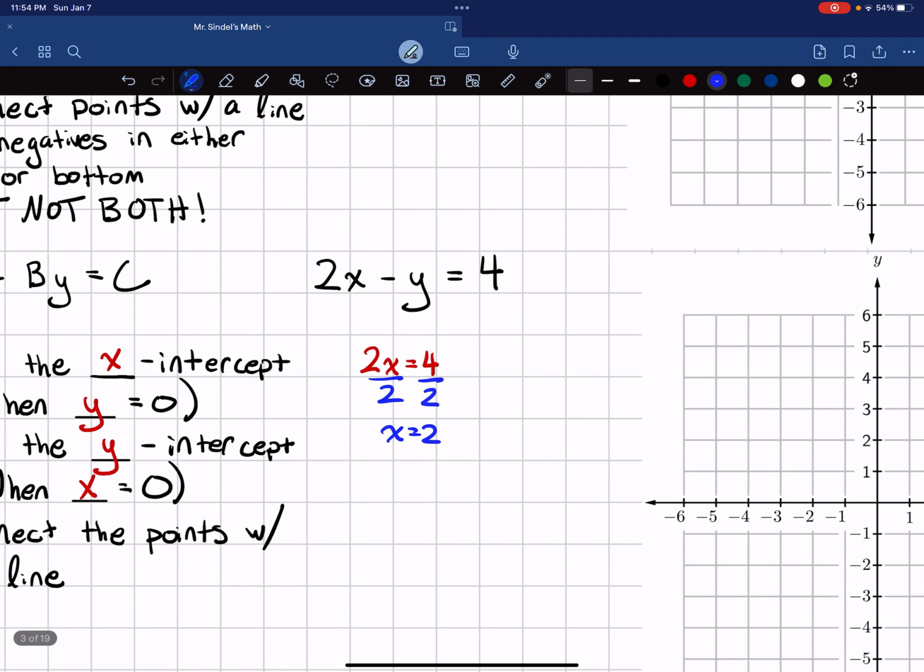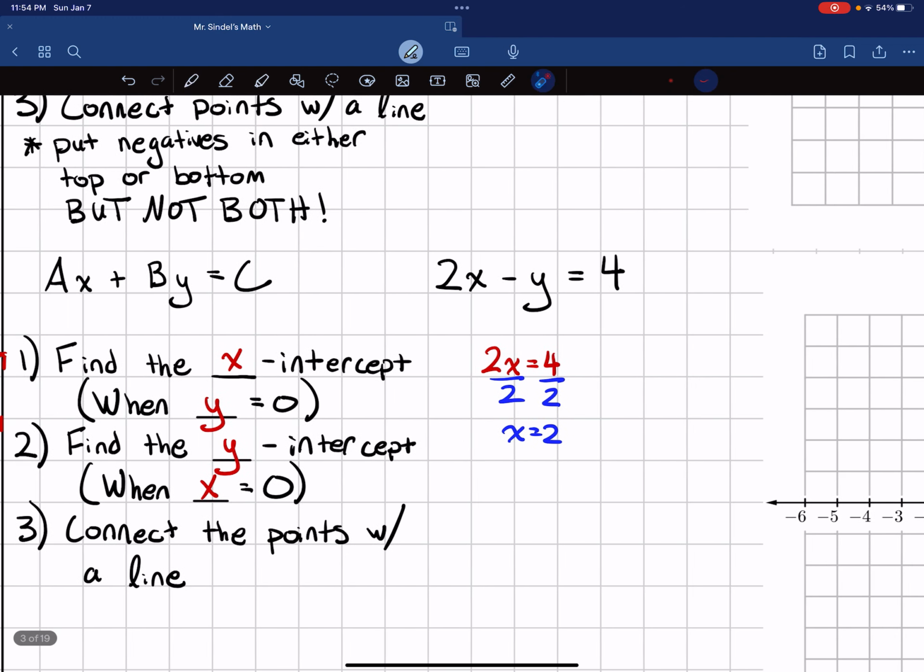And then next you say, okay, I'm on step number 2 now. I need to find the y-intercept. I need to find where x is equal to 0. So if this x is equal to 0, 2 times the 0 is 0. And it's as if I scribbled all of this out, and I have this new equation which says -y is equal to 4. I'll write that out just for the sake of example. I have -y is equal to 4.